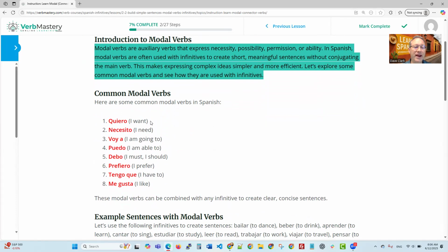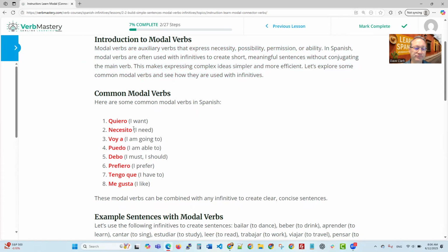First one is quiero, I want. The next one is necesito, I need. The next one is voy a, I'm going to. Notice the pronunciation. It's not like the English voy, although some countries in Latin America say it that way, but voy a. The V has a hard B in many or most Latin American countries. Voy a, I'm going to. The next one is puedo, I'm able to. Notice the D has kind of a TH sound, puedo.